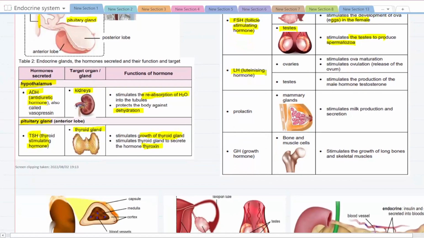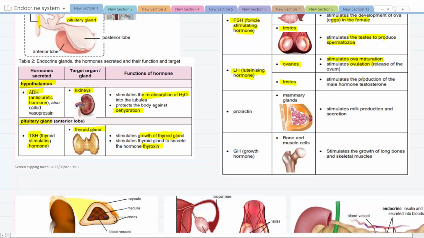Now you have your LH, luteinizing hormone. Again, your target organs will be your testes as well as the ovaries, and of course in the ovaries, it stimulates the maturation of the ova just before the release, which we know as the ovulation. So luteinizing hormone, if you remember the graph of menstrual cycle, the luteinizing hormone, it's at its peak just before the 14th day when the ova is about to be released. So that makes sense that it stimulates the release of the egg or the release of the ova.